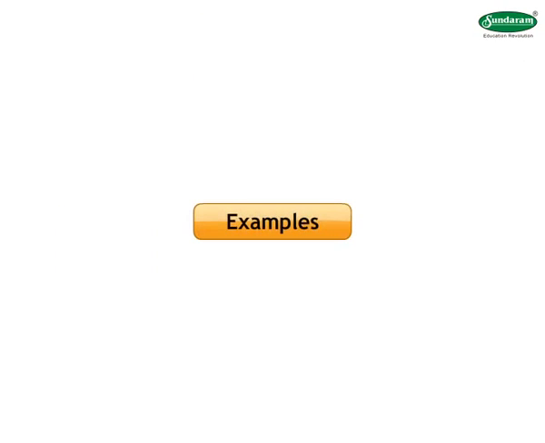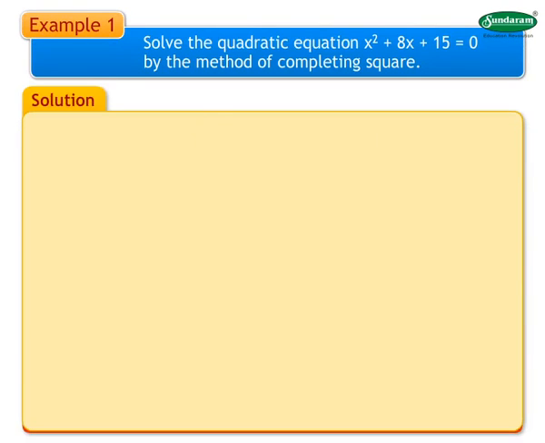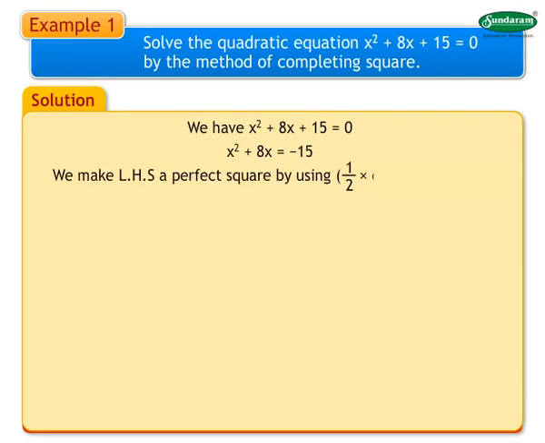Let us look at the examples. Example 1. Solve the quadratic equation x square plus 8x plus 15 is equal to 0 by the method of completing square. Solution. We have x square plus 8x plus 15 is equal to 0. x square plus 8x is equal to minus 15. We make LHS a perfect square by using (1 upon 2 into coefficient of x) whole square, which is (1 upon 2 into 8) whole square, which is equal to 16.